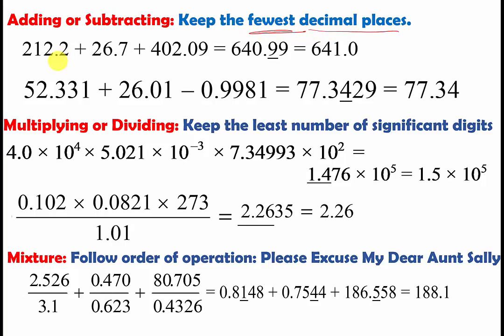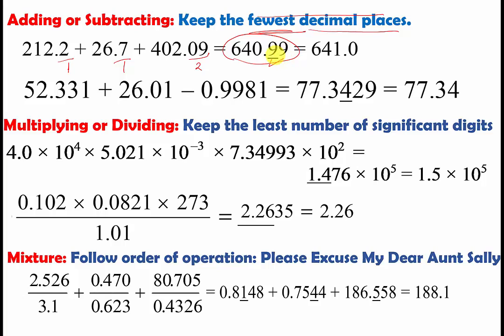In this case, this one has 1 decimal place, this one also has 1, this one has 2. So what is the fewest decimal place that you will have? We have 1 here, 1 there, 2 there. Of course, the fewest decimal place is going to be 1. And when you plug in the calculator, you have these values. But again, we only want to keep the fewest decimal place, which is 1 right there.